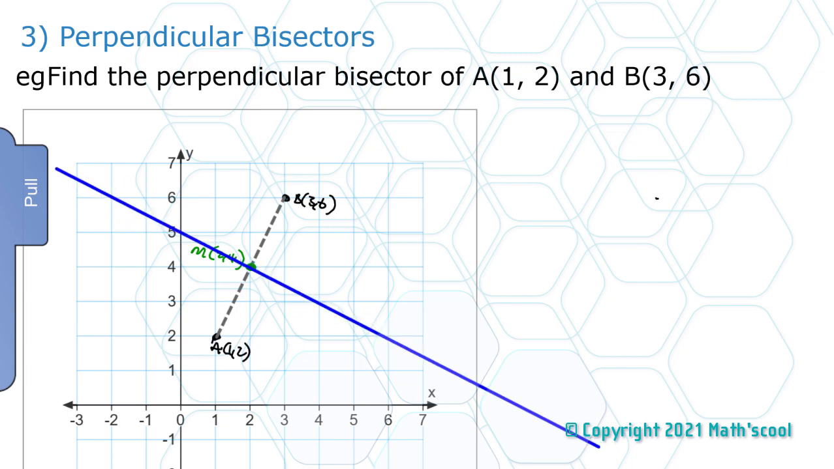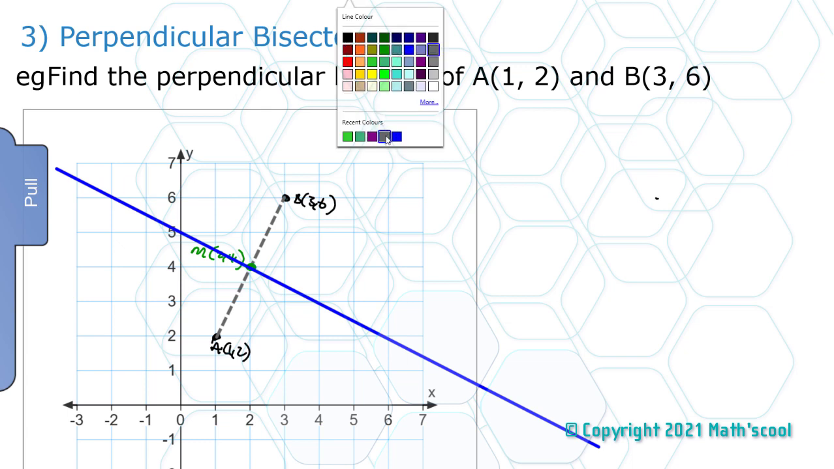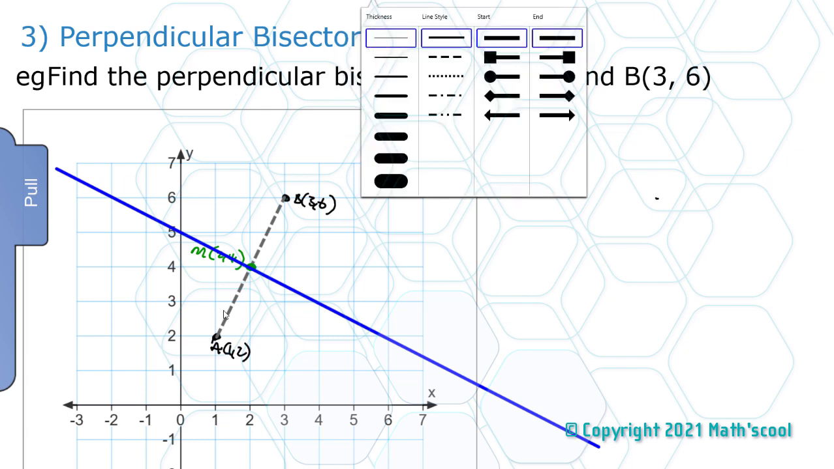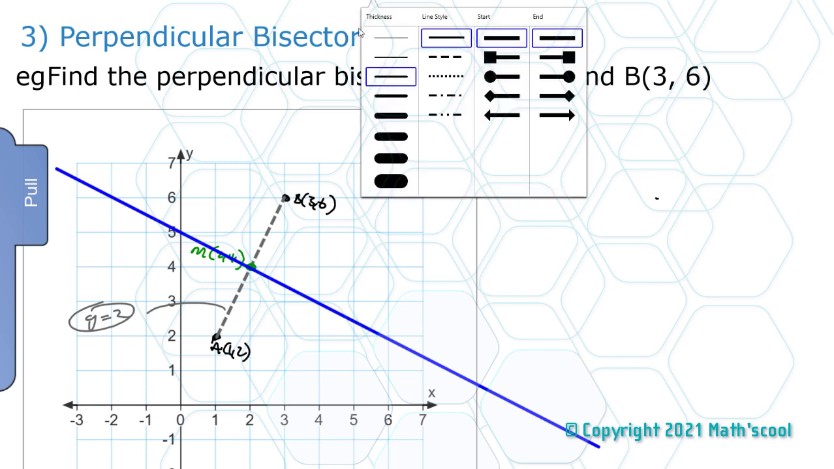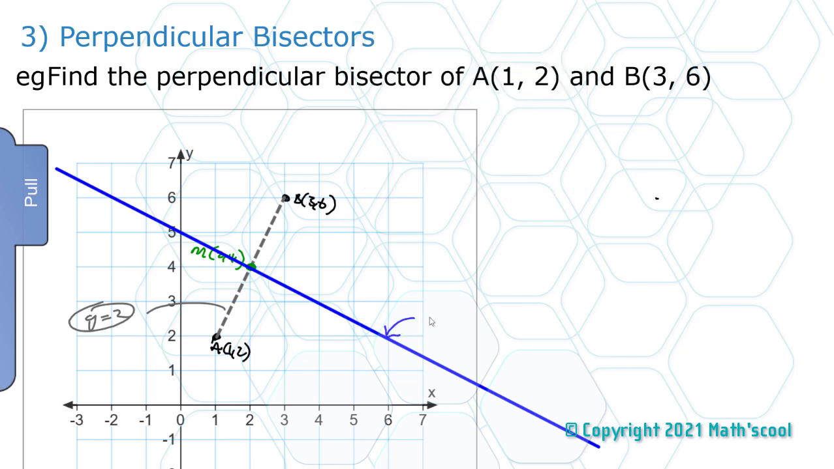And we know the gradient of this line. Well, we don't, but again, it's a very easy one. So I'm just going to tell you the gradient of this is 2. But you know how to find it. You subtract the coordinates and then reverse divide. And so we know that the negative reciprocal will give us the gradient of this. The gradient of this is -1/2.